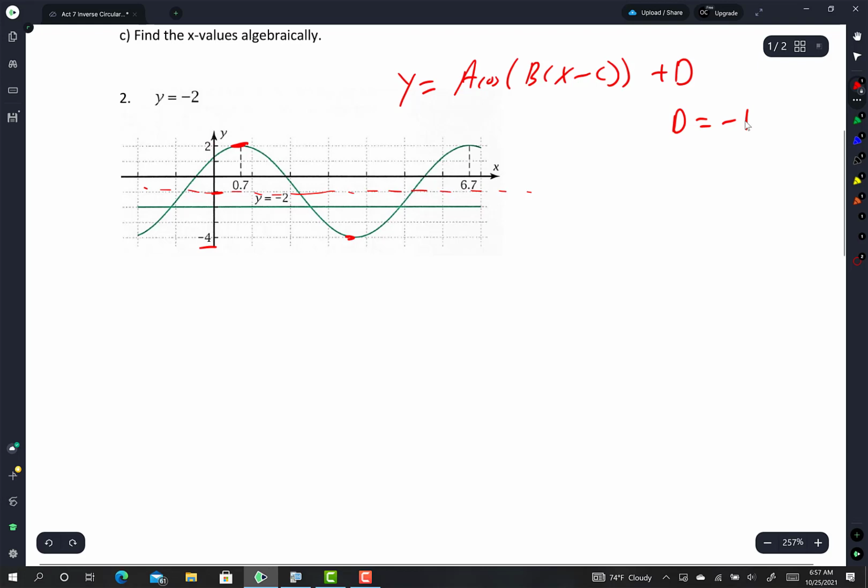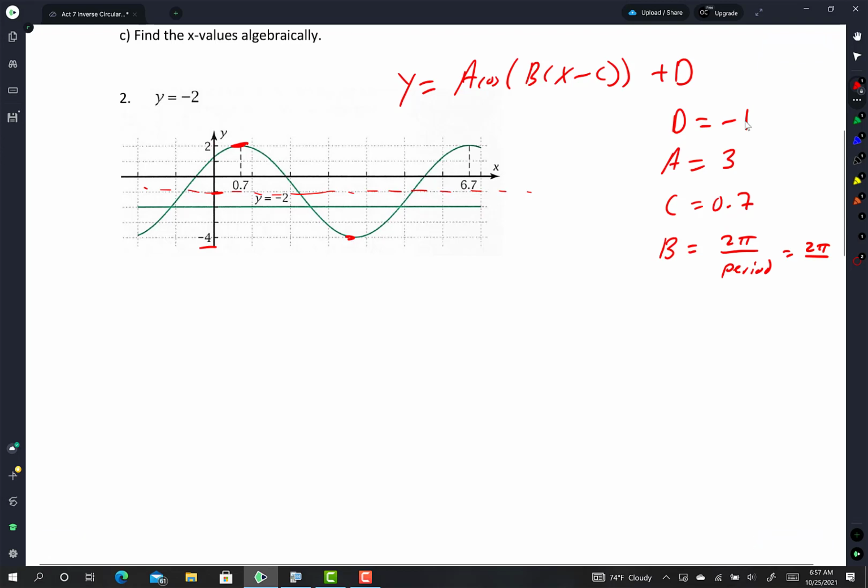The distance from -1 to 2 is 3. The distance from -1 to -4 is also 3. So the amplitude is 3. Where do I have my peak? I have a peak at 0.7, so my C is 0.7. And last but not least is B. B is 2 pi divided by the period. The difference between 0.7 and 6.7 is 6. You can leave it as 2 pi over 6, but reduce it whenever you get a chance. So that's pi over 3. There's your equation for letter A.